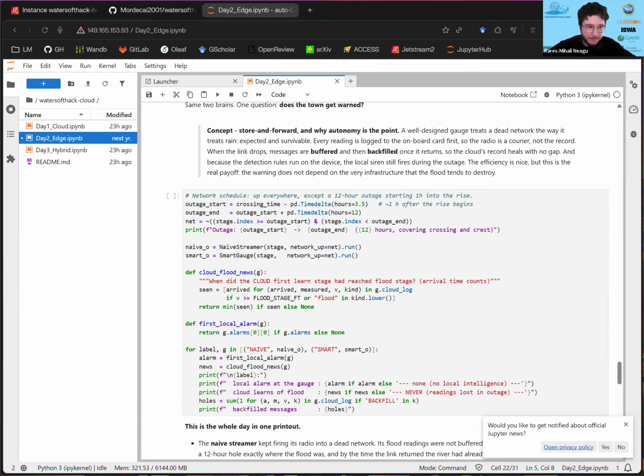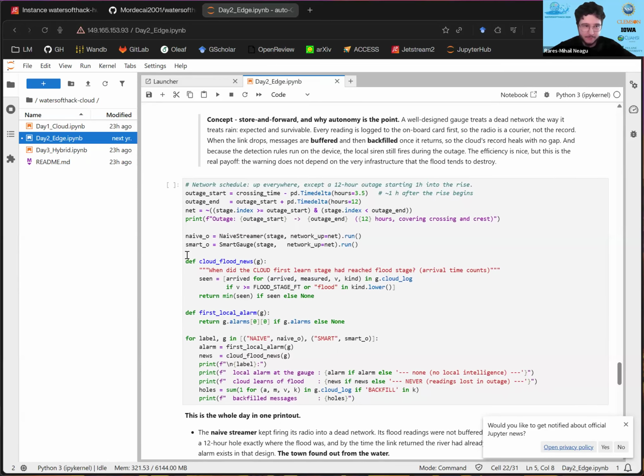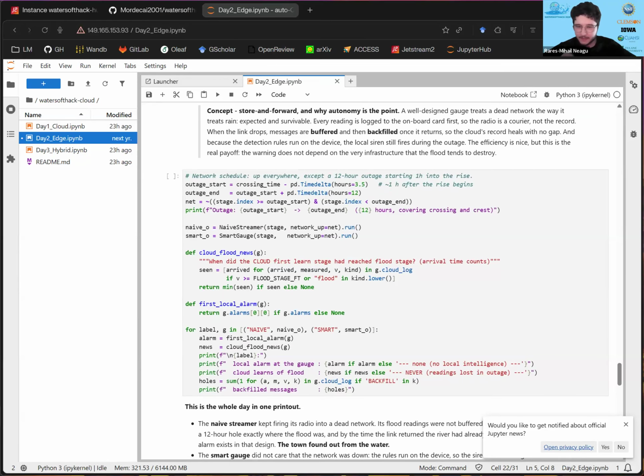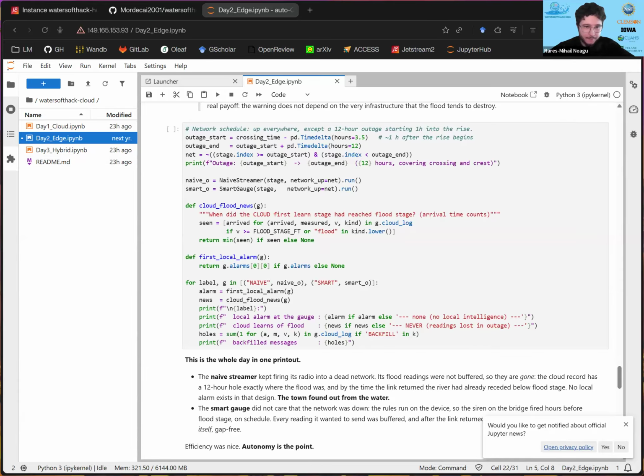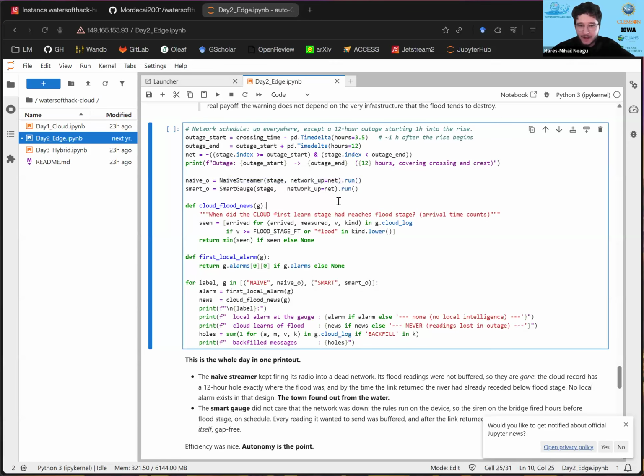Okay, so we're going to build the outage window, which is going to be around 12 hours. And net is going to be per minute true and false. Basically, it's going to tell us is the network up or is it down. We're going to have a naive streamer on the system, and a smart streamer. So we're going to compare them side by side.